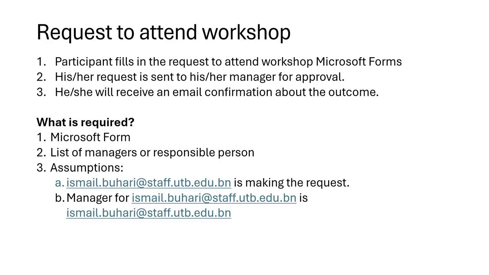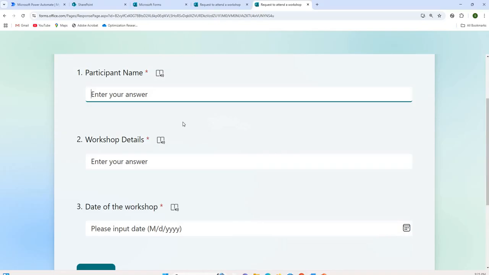In order to do this, you would need a Microsoft Forms. You also need to know who is the manager or the responsible person who is going to approve the request. In this example scenario, we will use my email as the participant email as well as the manager's email. Let's do this as a practical example now.